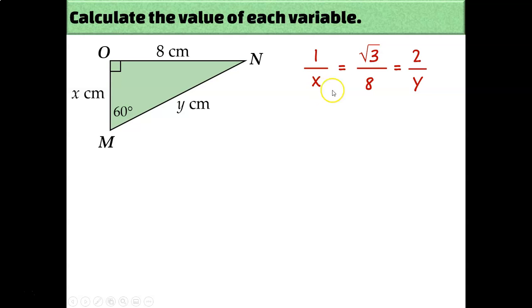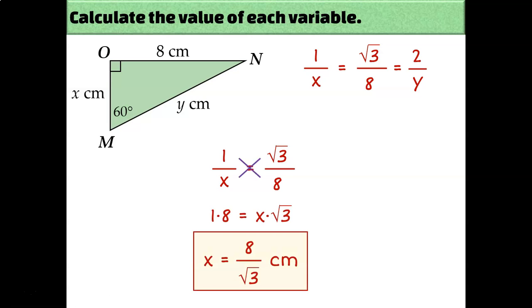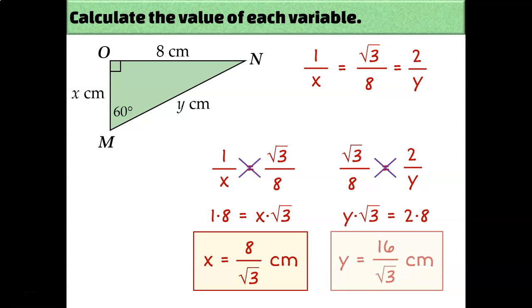To solve for x, I'll use these first two ratios because it has x and because it's a complete ratio. Cross multiply. And I'm going to have to divide both sides by the square root of 3, so I get a rather ugly answer of 8 over the square root of 3. Now let's solve for y. I'll pick the last two ratios for this, the complete ratio and the ratio that has y. Cross multiply and solve. Divide both sides by the square root of 3, and I find out that y equals 16 over the square root of 3.